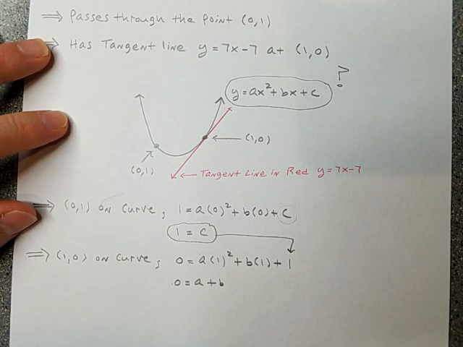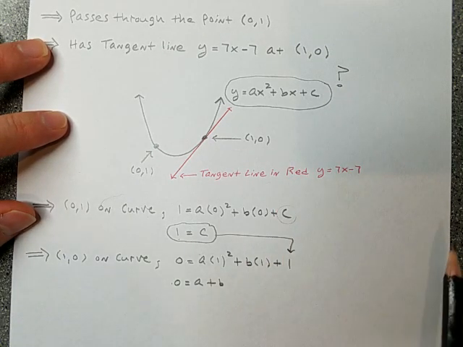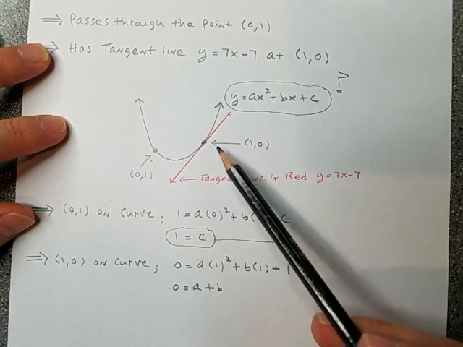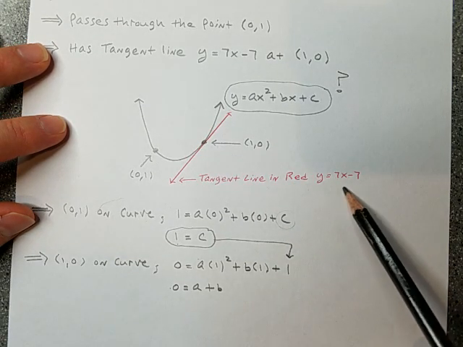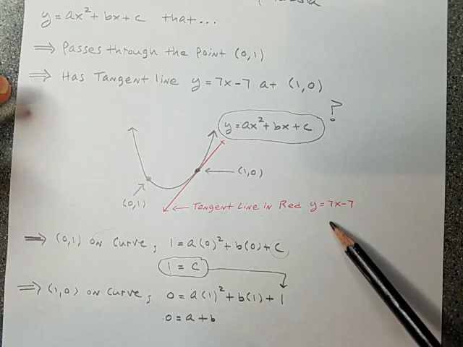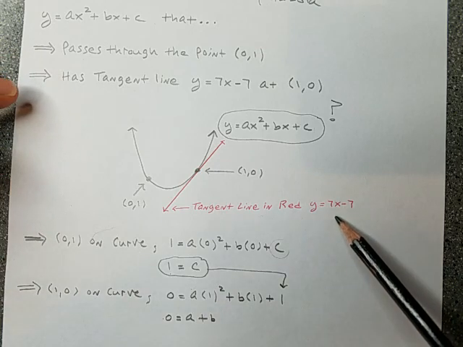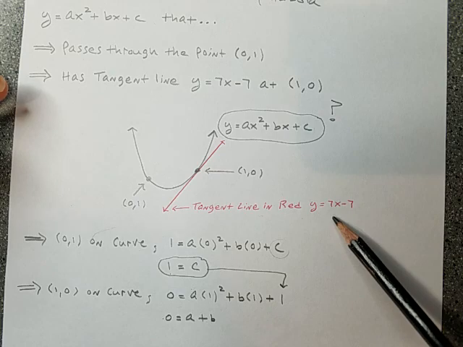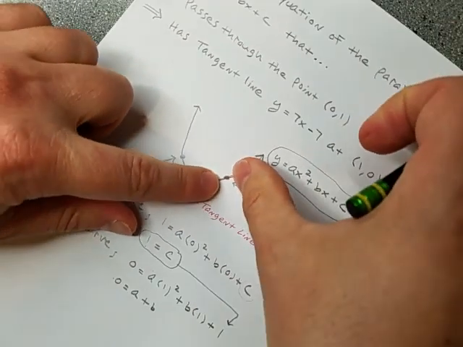Okay, all right, anything else we can use? Well, let's see. At that point, you have this tangent line. What's the slope of this tangent line? It's 7. What's the slope of the curve there?